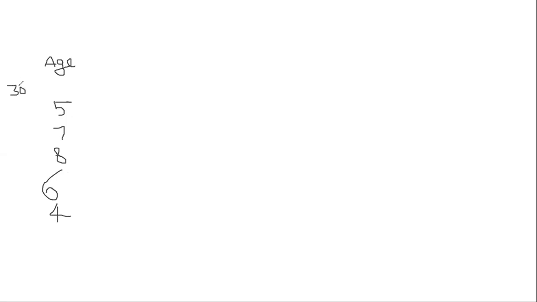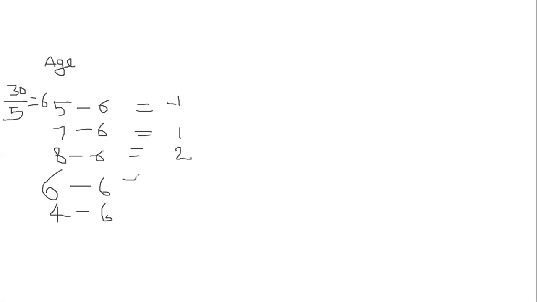What is the mean of this? Mean is 30 divided by 5, which is 6. Okay, 6 is the mean. Now let me subtract it from each value. So 5 minus 6, 7 minus 6, 8 minus 6, 6 minus 6, and 4 minus 6. What do we get here? Minus 1, 1, we get 2, we get 0, and we get minus 2.